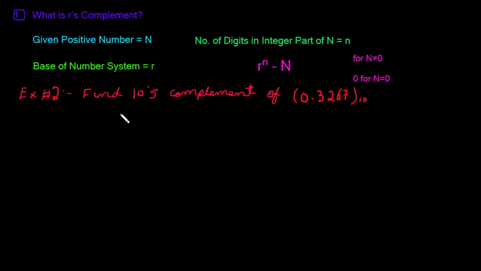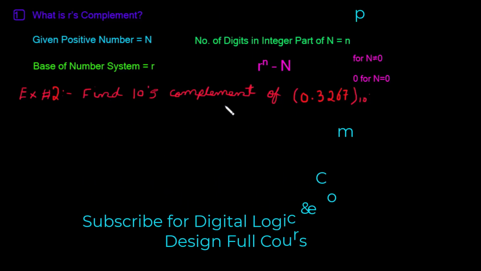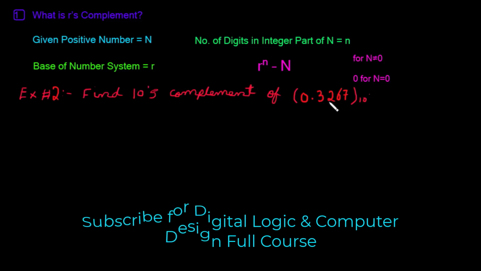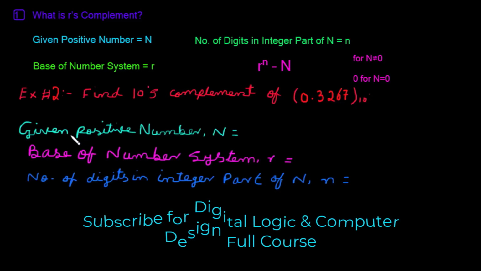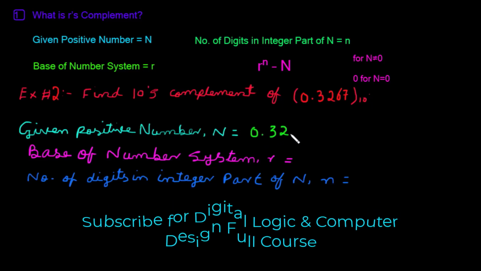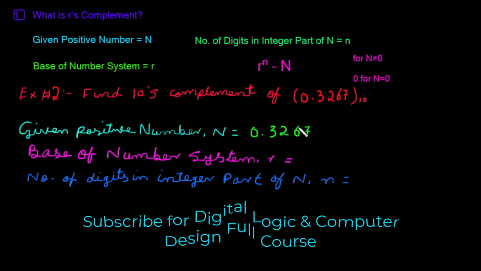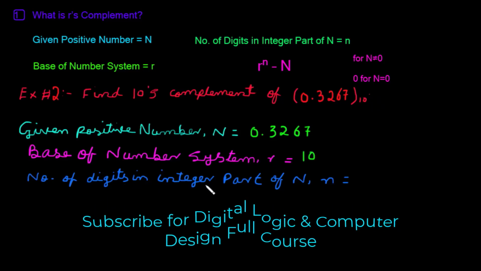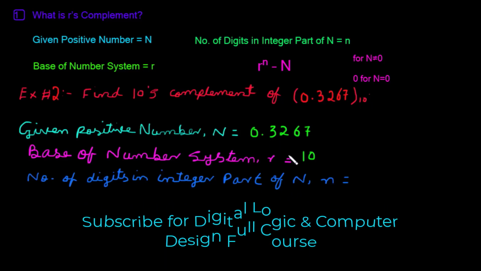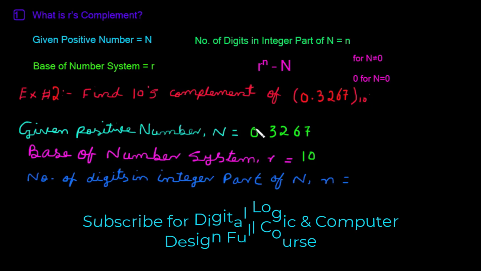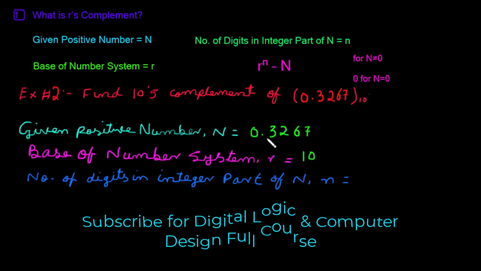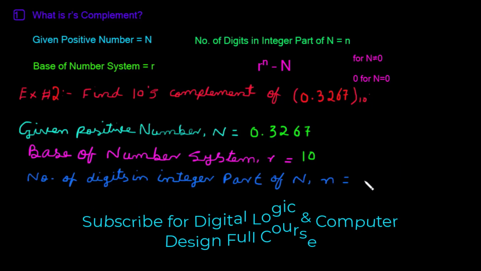Now this is example number 2, and we have been asked to find the 10's complement of 0.3267 to base 10, a decimal fraction. Here the given positive number, represented by N, is 0.3267, and the base of the number system, represented by R, is 10. The number of digits in the integer part of this N: we don't have an integer part involved, it is 0, and the fraction part has some digits. So the number of digits in the integer part will be 0.